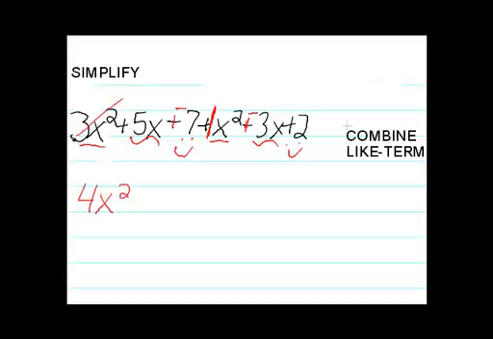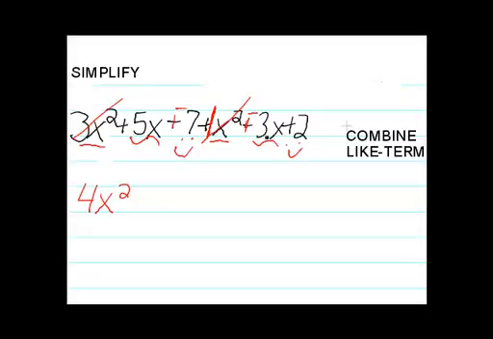I like to lightly cross off the terms that I have used. Perhaps when you get to the end of the problem, you'll notice that, oh, there are some x squareds that I haven't crossed off, that I haven't accounted for. Make sure you add those in. That happens when there's a lot of terms being thrown at you. So I think we've dealt with the x squareds. Let's move on to the x's.